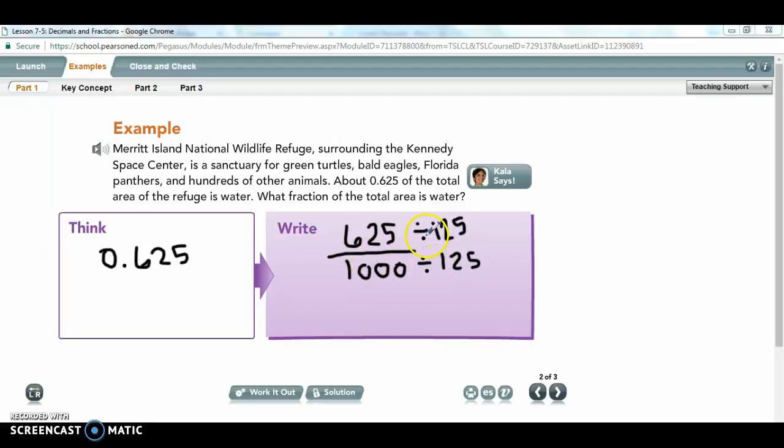So 625 divided by 125 is 5. And if I did 1,000 divided by 125, that would give me 8. 5/8 is the simplified version of 625 over 1,000. And that is how we get the correct answer.